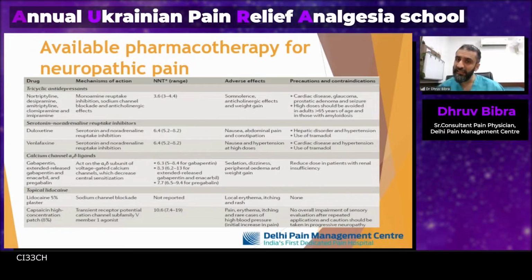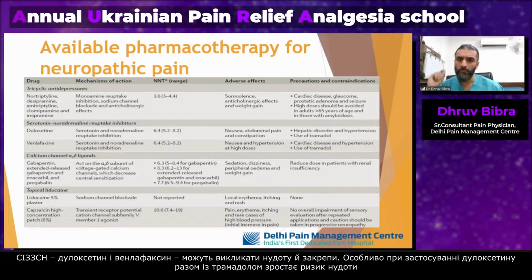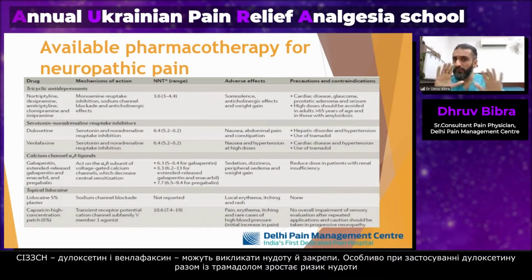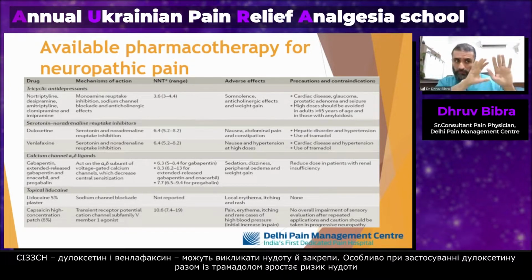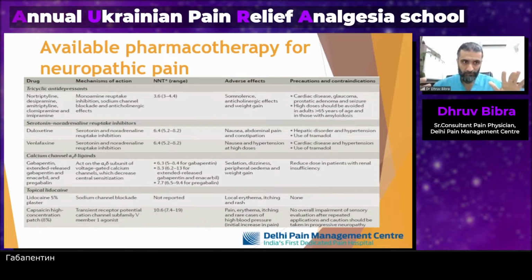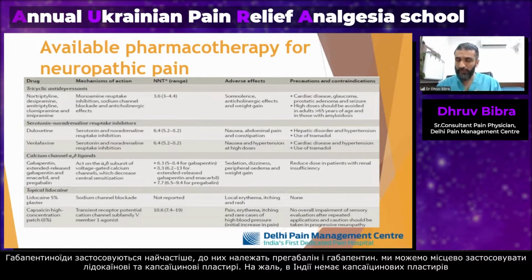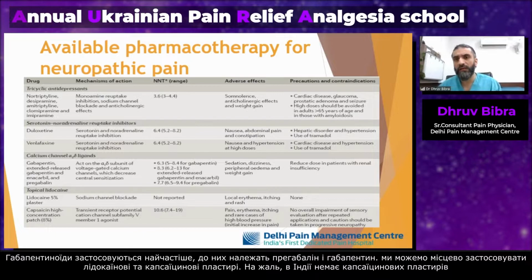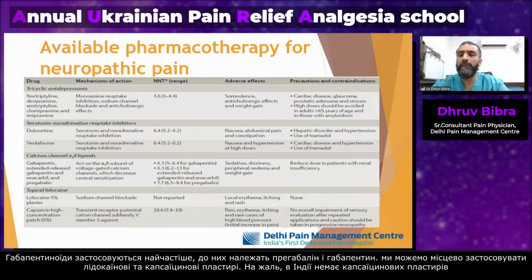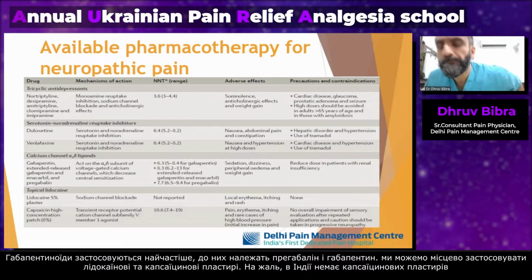Then you have the SNRIs, duloxetine and venlafaxine. Now, the problem with them is they cause nausea and constipation. So that is one thing, and especially when you are using duloxetine in combination with tramadol, then the chances of nausea increase. Then there are gabapentinoids, the most commonly used neuropathic agent. The gabapentinoids are either in the form of pregabalin or gabapentin.